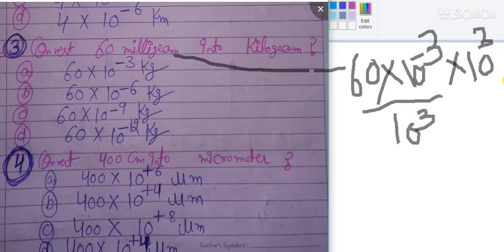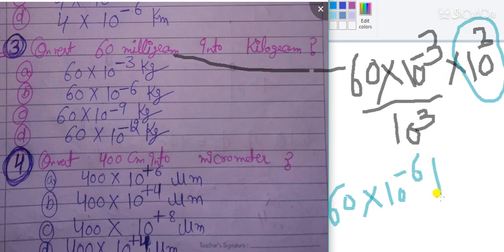So this term will become kilo, and the remaining term will become the numerical value, so its answer will be 60 into 10 raised to the power minus 3, and minus 3 will become 10 raised to the power minus 6. This term will be kilogram. Remember, in the beginning you have to write the value of milligram, 60 into 10 raised to the power minus 3, then we multiply it with 10 raised to the power 3 and divide it, and finally we get 60 into 10 raised to the power minus 6 kg. So your option number B will be the answer.